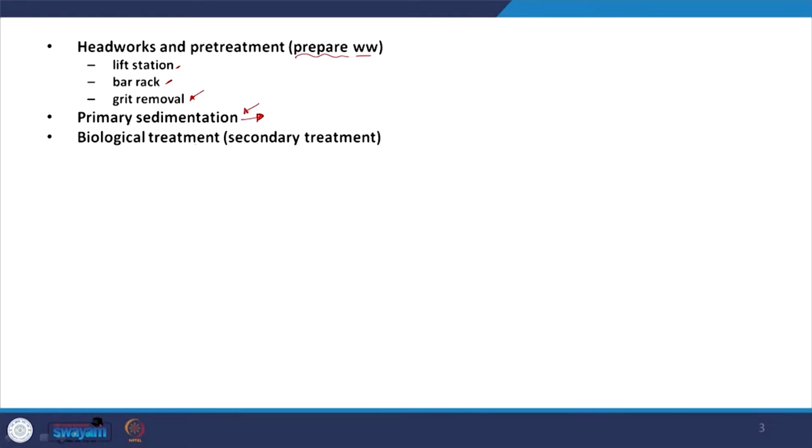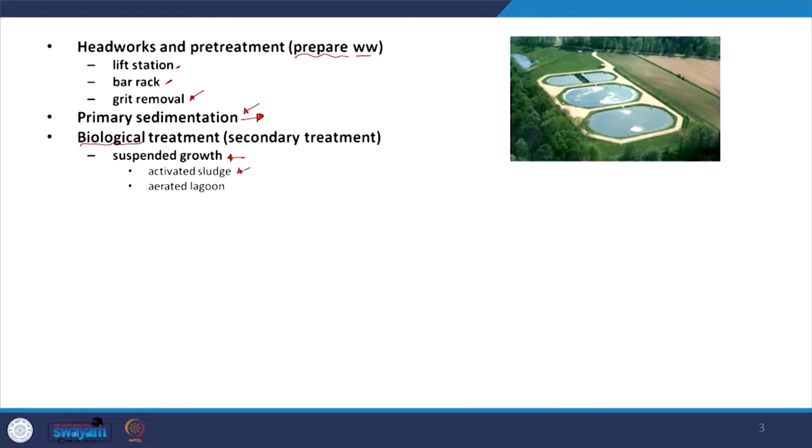Then biological treatment. In biological treatment, as the name indicates, you need to have microbes. The microbes can be suspended in the water, and there are different types of process which depend upon suspended microbes in the relevant wastewater. One is the activated sludge, which is a relatively more engineered system, and the other is an aerated lagoon. You see the lagoons out here, and you see the aerators out here. You see the air being supplied, but we are not really adding microbes. People typically let them develop there.